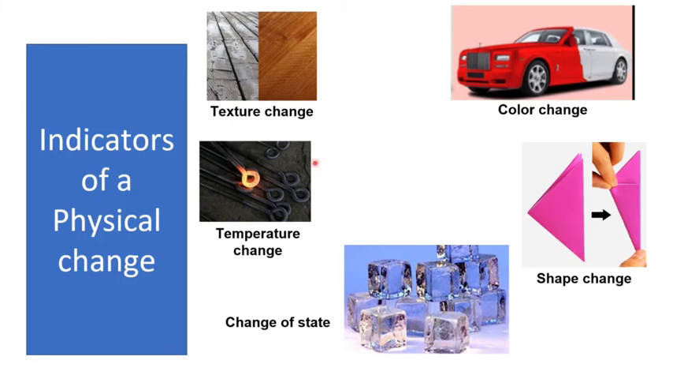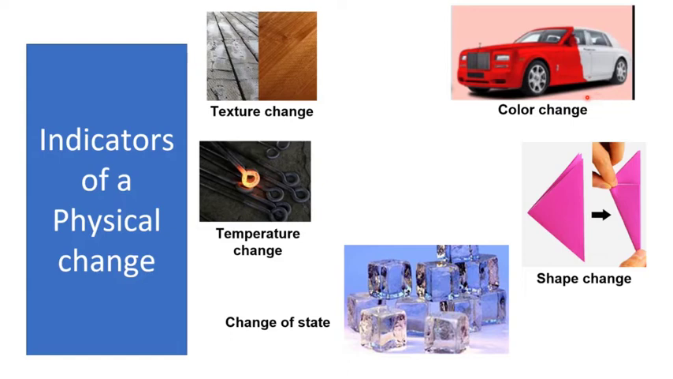Now let's see for a physical change. The first indicator of a physical change is texture change. So if we have polished a piece of wood, then the texture changes but the wood has remained the same. So it is an indicator of a physical change.